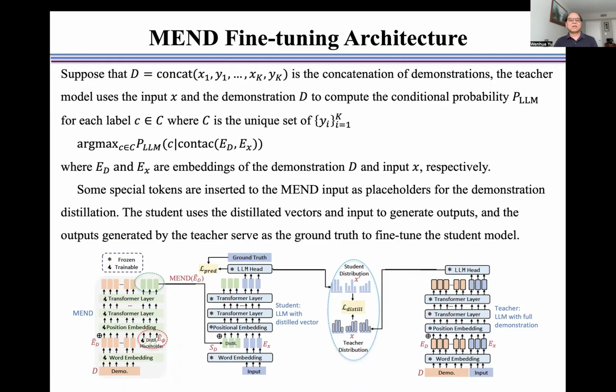Some special tokens are inserted into the MEND input as placeholders for the demonstration distillation, as shown here. The student uses the distilled vectors and input to generate outputs, and the outputs generated by the teacher serve as the ground truth to fine-tune the student model. This is the MEND module, this is the student module, and this is the teacher module.